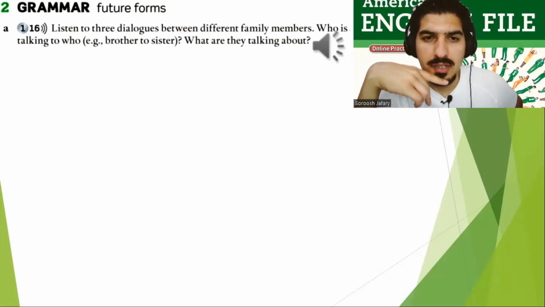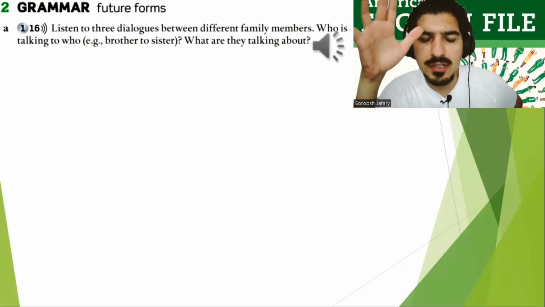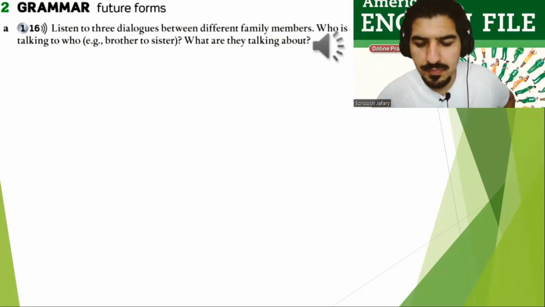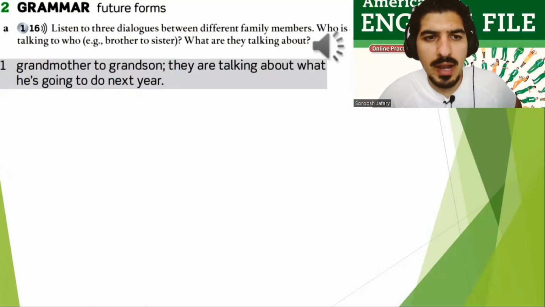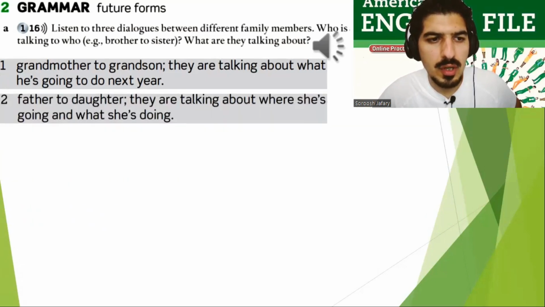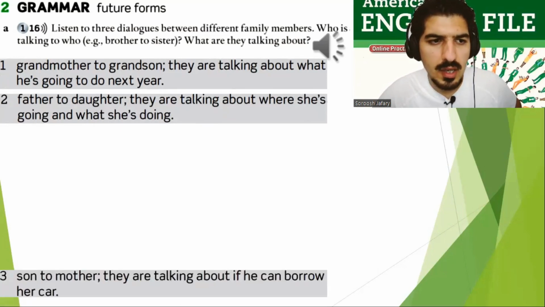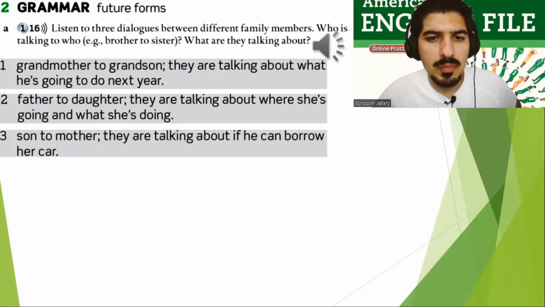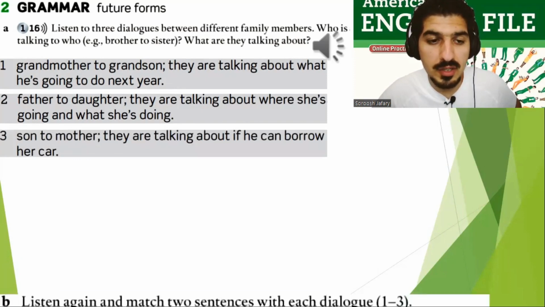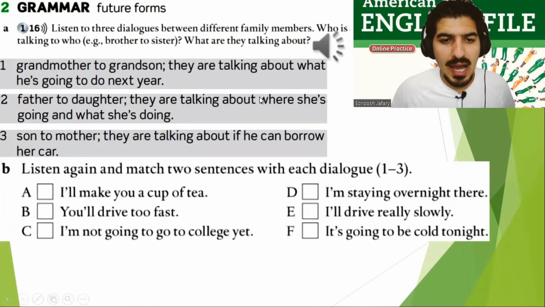All right, very nice. Now, everyone, check your answers with your friends. Compare your notes. Now, in the first one, grandmother to grandson, they are talking about what he's going to do next year. All right, number 2, father to daughter, they are talking about where she's going and what she's doing. All right. Number 3, son to mother, they are talking about if he can borrow her car. All right, great. Now I need you to listen again and match 2 sentences with each dialogue, right? So we have 6 sentences and 3 dialogues. 2 sentences for each dialogue. Let's go.